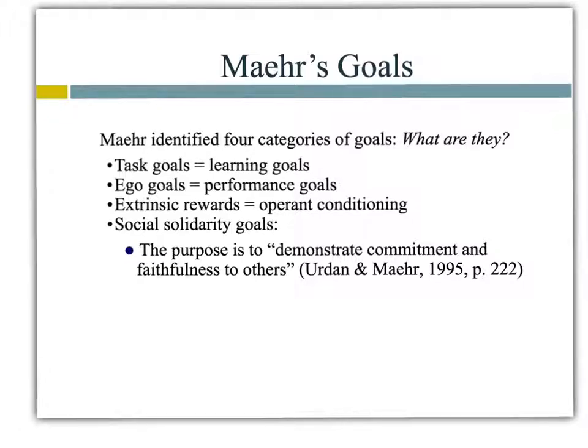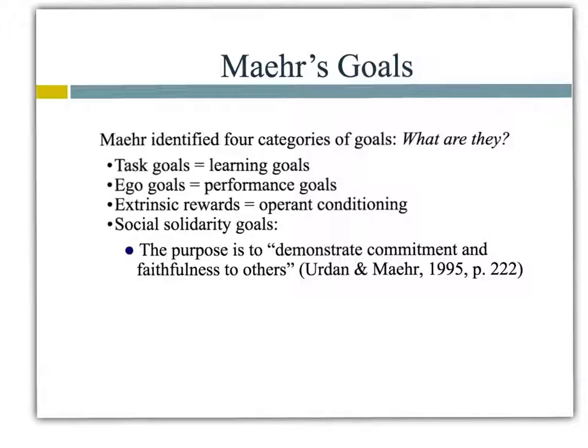They are task goals, which are very similar to learning goals, ego goals, which are very similar to performance goals, extrinsic rewards, and this is somebody who's trying to search for some reward for performing a task, and then finally, social solidarity goals, which is a really important addition. And this is the purpose to demonstrate commitment and faithfulness to others. And this occurs when a child tries to please somebody. Maybe it's the peers, maybe it's a teacher, maybe it's parents.